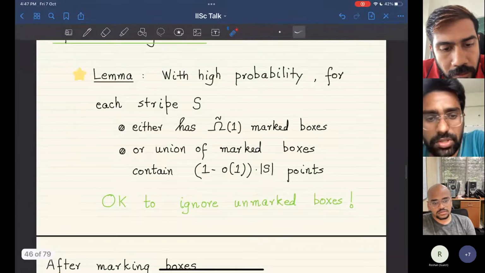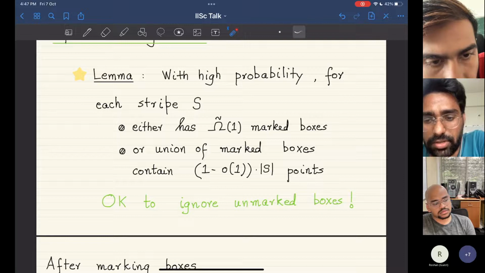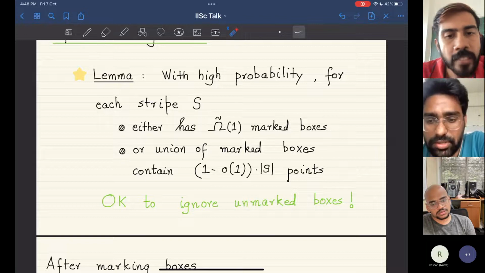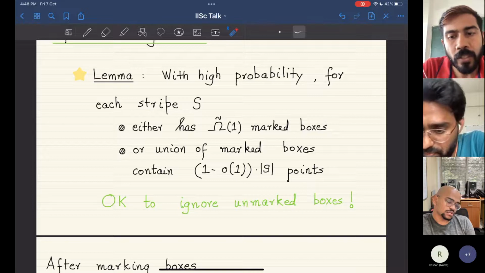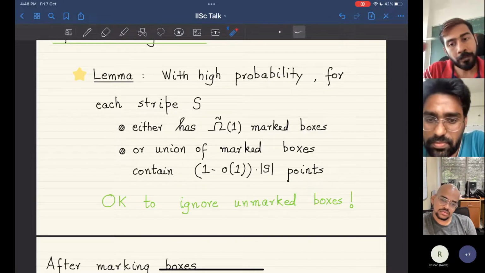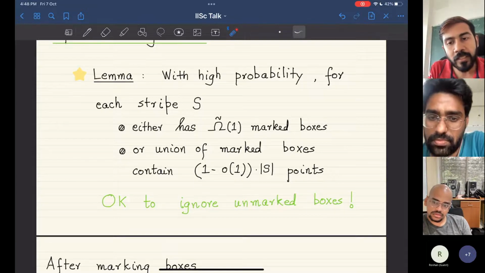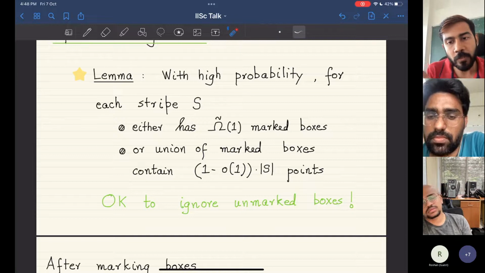One question, Nithin. You should both these conditions be met in that case, right? You only have omega 1 marked boxes, and also all of them contain a lot of points, right? So it's an either or. Either there are many marked boxes, or if there are few marked boxes in a stripe, then these few marked boxes contain all the density in that stripe. This is what we say. It's a dichotomy.